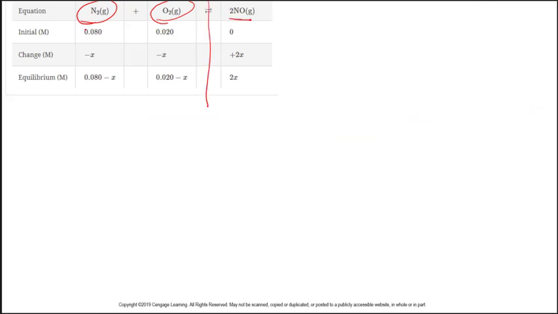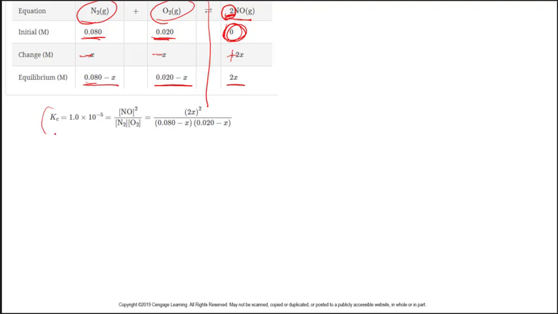Here's our products. We were told initial concentrations for nitrogen and oxygen. Again, we always have 0 products at first. We lose reactants and we gain products, and I gain twice as many products because I have a 2 to 1 to 1 ratio. So at equilibrium, I'm going to have 0.08 minus x, 0.02 minus x, and 0 plus 2x.